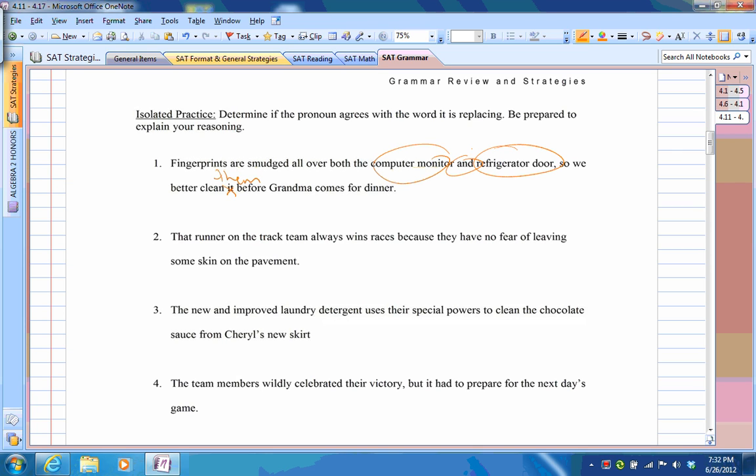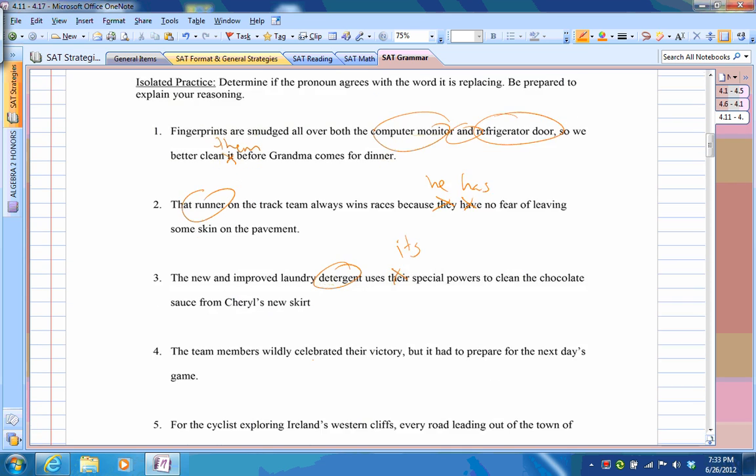The run and track team always wins races because he has. Or she has, but remember, that's singular. The new and improved line detergent uses its. Even though they say new and improved, those are just adjectives. We're still talking about the detergent. It's got to be its.